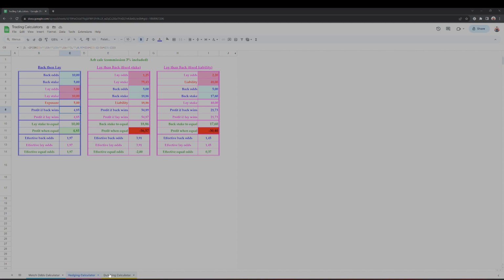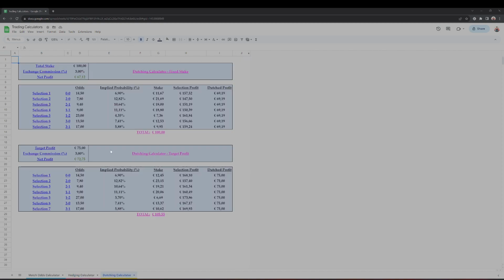I mainly use it if I trade the correct score market. Again, something available on the internet. Dutching is when, and there are two options, right? You can do a fixed stake and a target profit. So basically you have a stake, and the question that you're asking the calculator is, how should I split the stake between a number of selections?